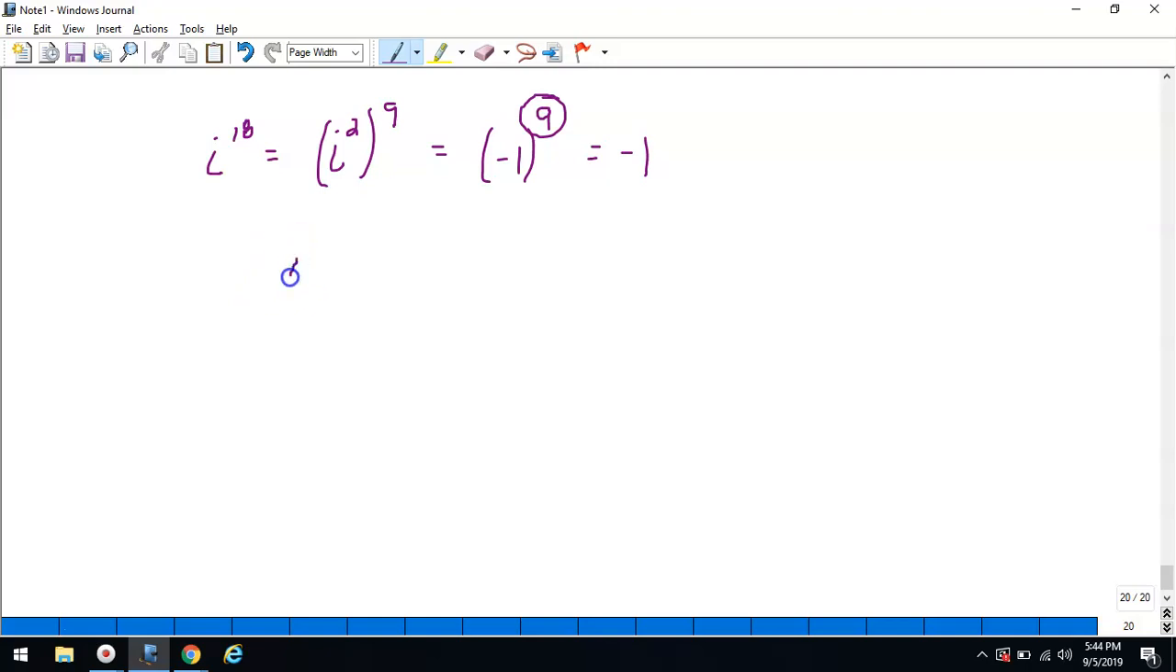And then B is i to the 31st power, which is the same as i to the 30th power times i. And the reason I write it like this is because i to the 30th power can be written as i squared to the 15th power, which is just going to give us negative 1 times i.